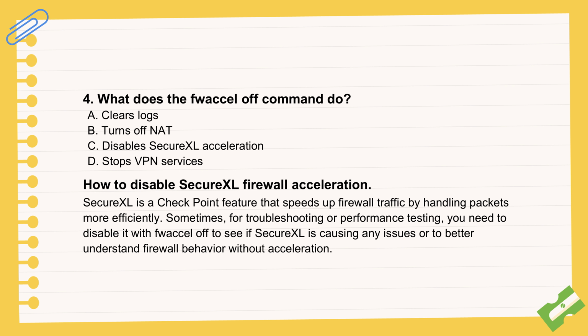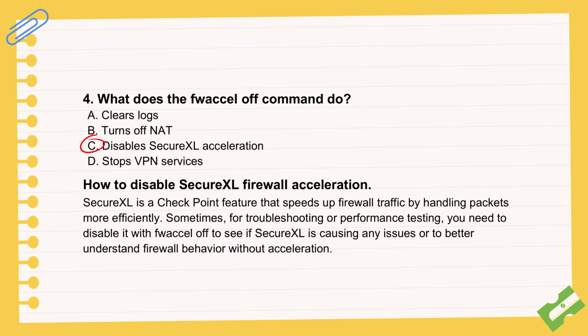Yeah, it definitely sounds weird at first. SecureXL is Check Point's acceleration technology. It makes the firewall way faster by offloading packet processing, hardware, special software paths, that kind of thing. So yes, turning it off slows things down, but temporarily disabling it with fw accel off is actually a critical troubleshooting step sometimes.